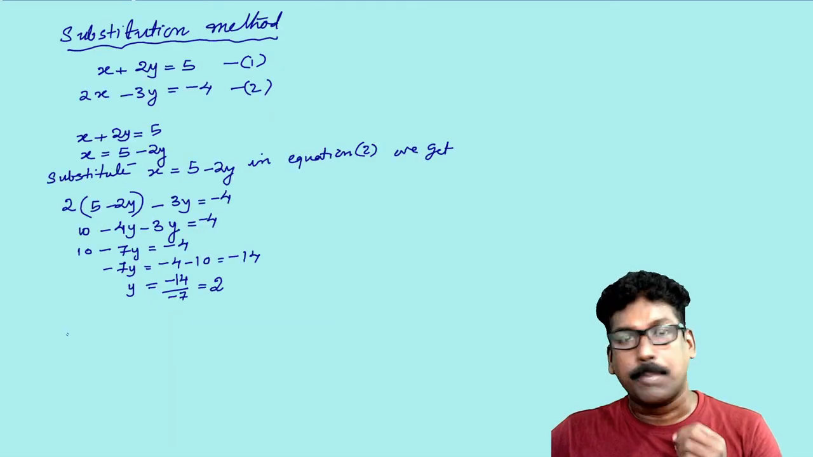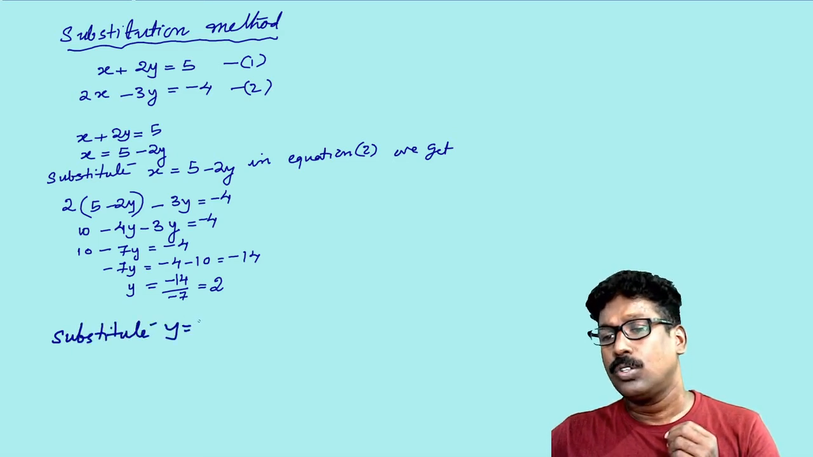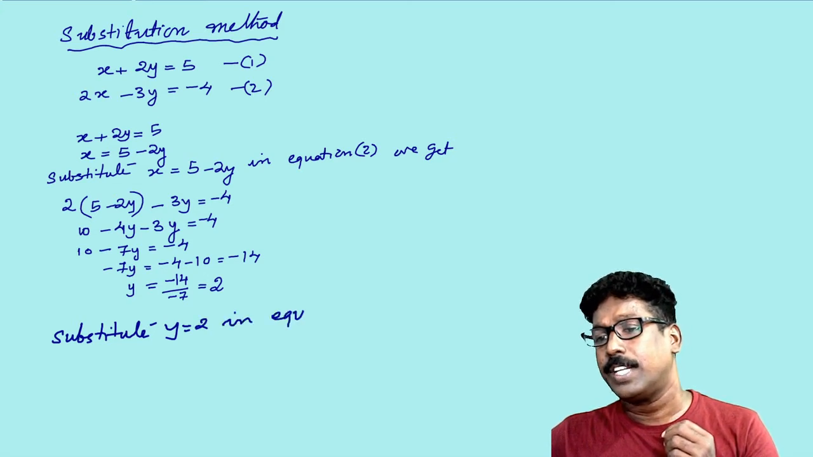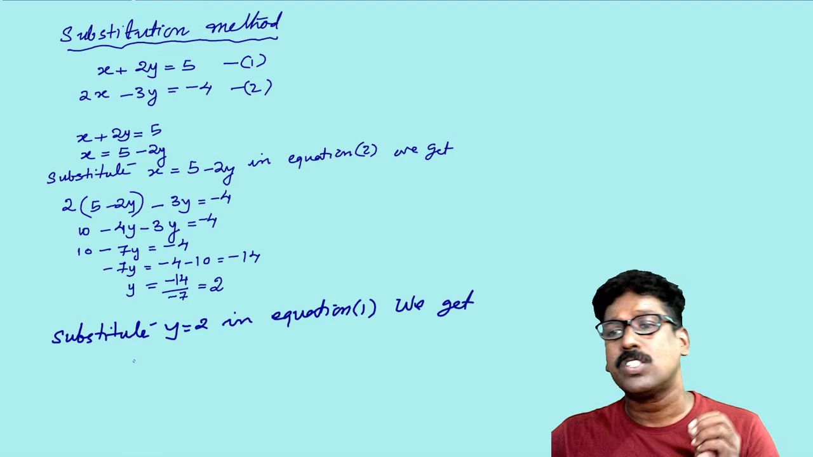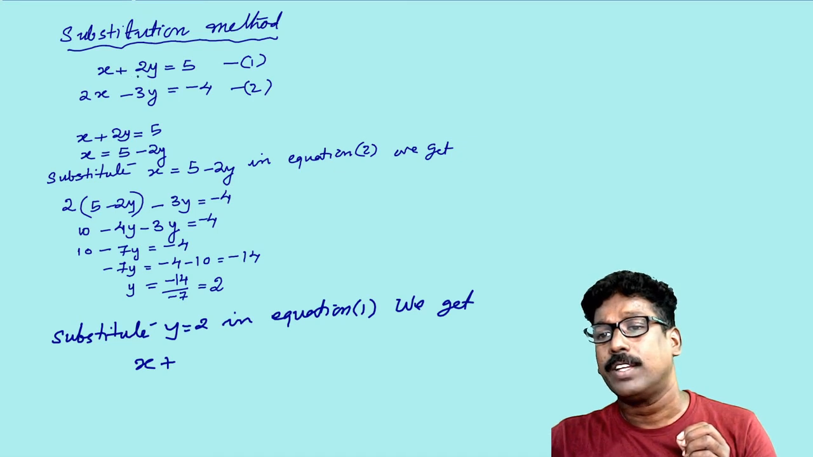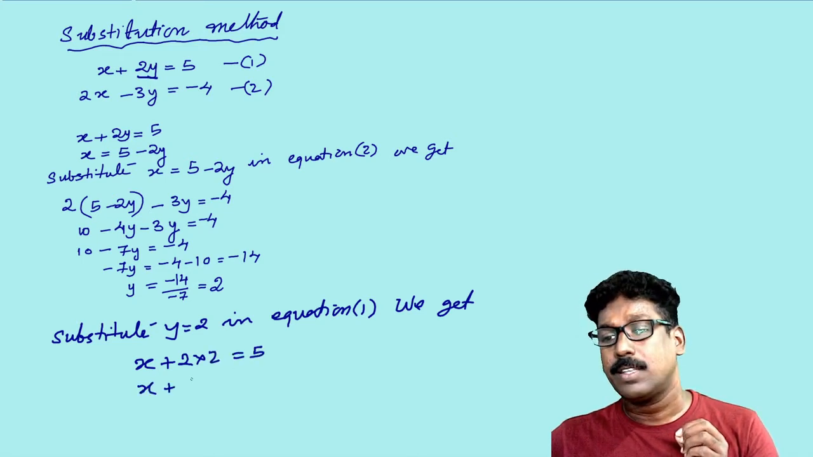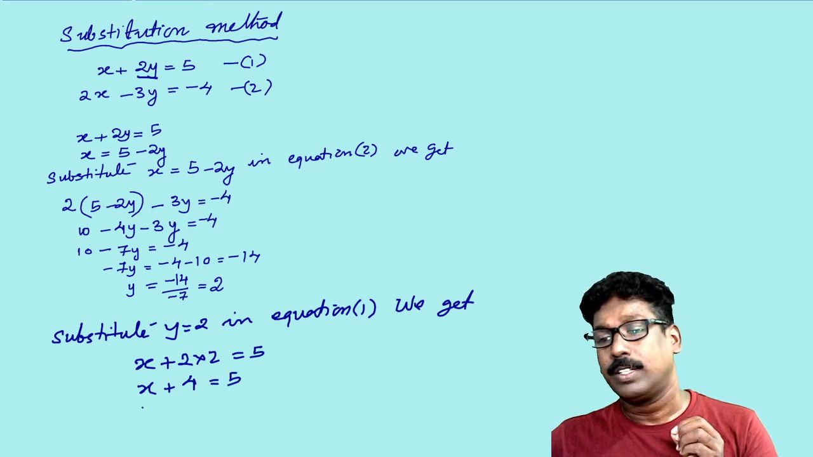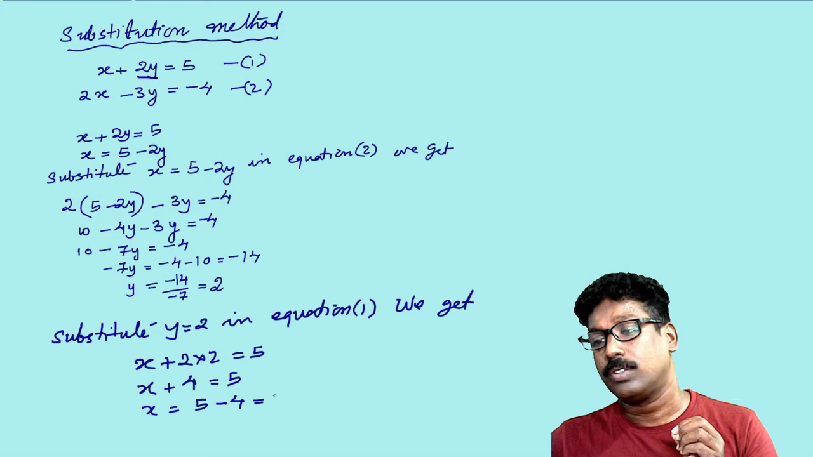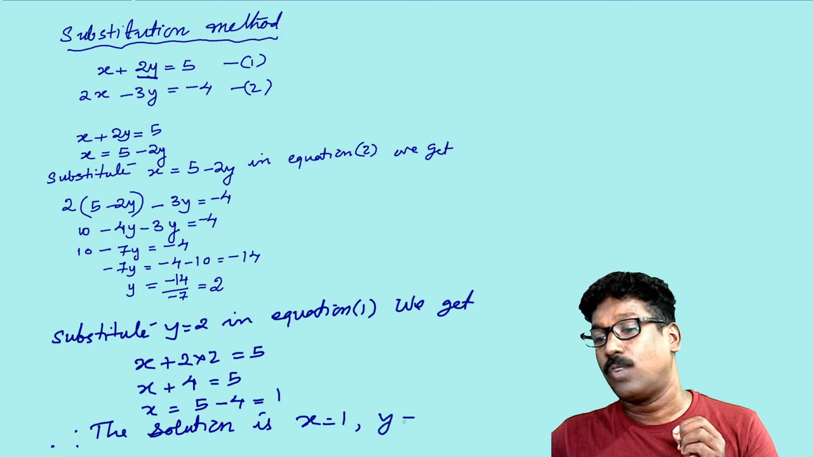So we can write: substitute y is equal to 2 in equation 1. We get, equation 1 is x plus 2y is equal to 5. So x plus, instead of 2y, you can write 2 into 2, is equal to 5. That is x plus 4 is equal to 5, x is equal to 5 minus 4, which is equal to 1. Therefore, the solution is x is equal to 1, y is equal to 2.